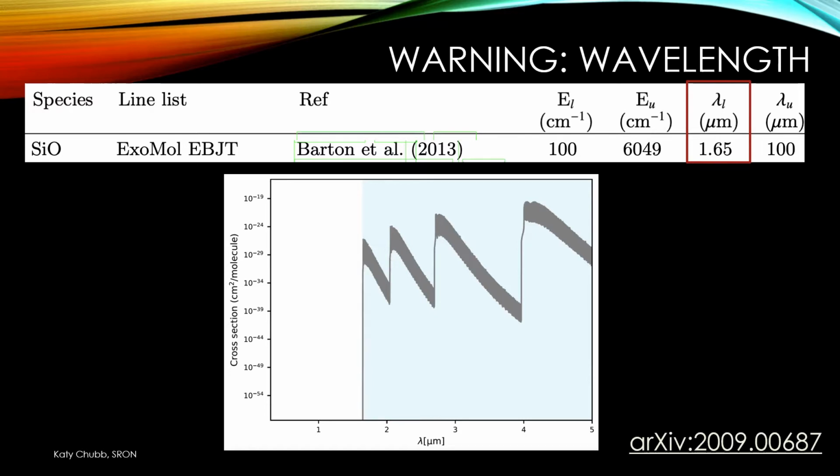So when you use this data in your retrieval or forward modeling code, it may seem like the opacity suddenly drops off, but this is actually just an artifact of the data not being computed in this region, and it doesn't mean that there isn't opacity there. Actually for SiO, there is now a new line list being published soon, which will extend all the way down to the UV.